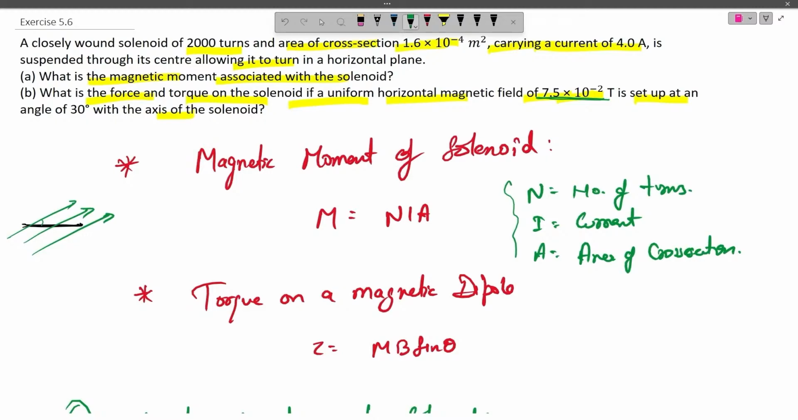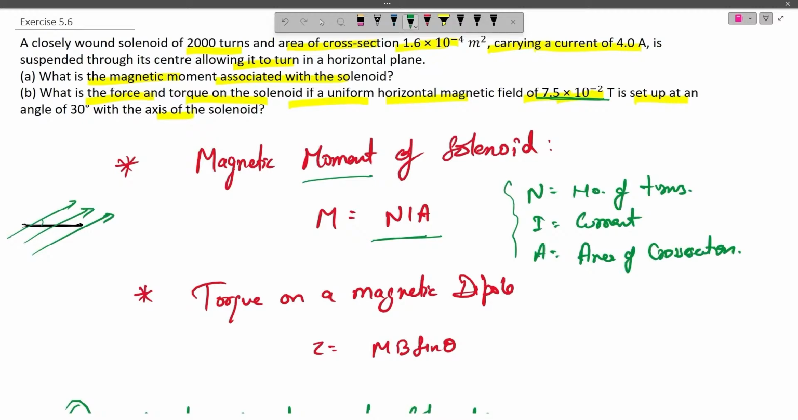The magnetic moment will not be influenced by the magnetic field. Magnetic moment is defined as m equals NIA, where N is the number of turns of the solenoid, I is the current flowing through it, and A is the area of cross section of the solenoid. We have been given all three data, so we can find the magnetic moment.